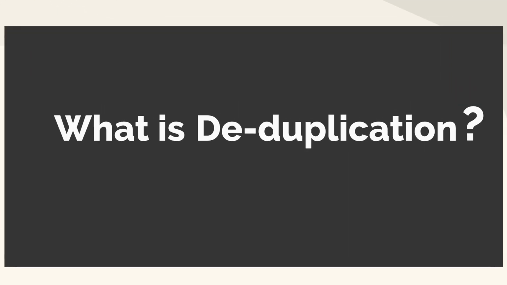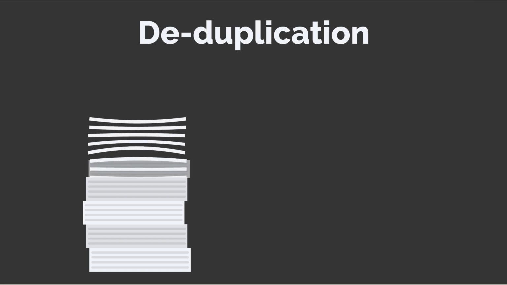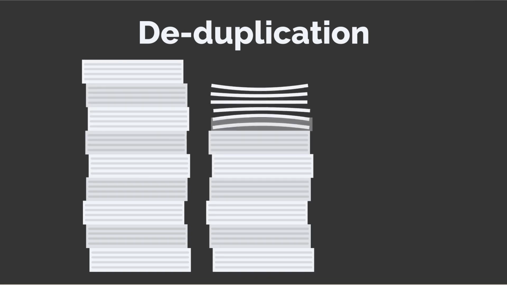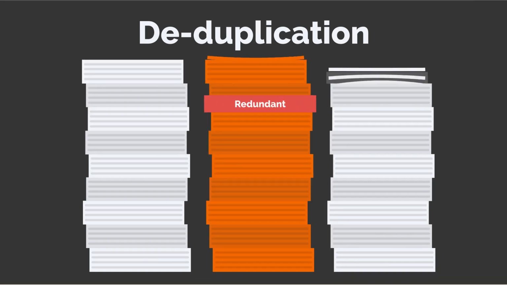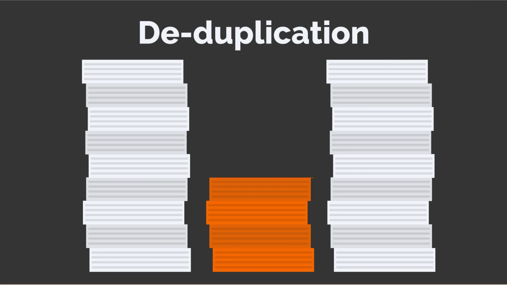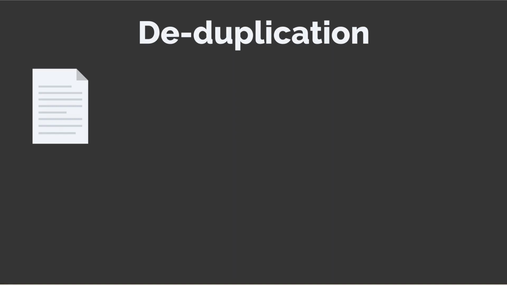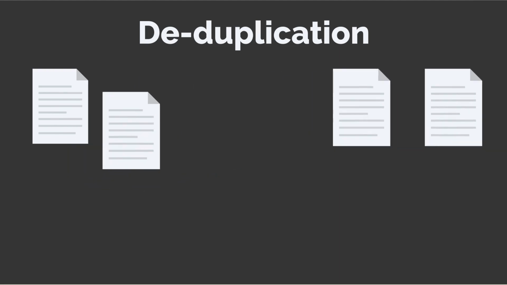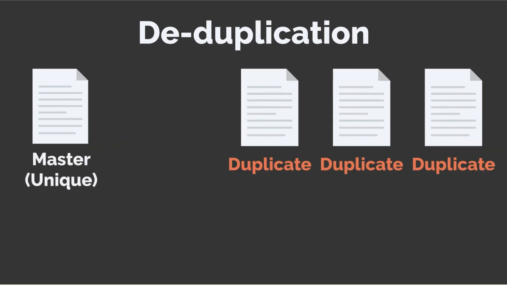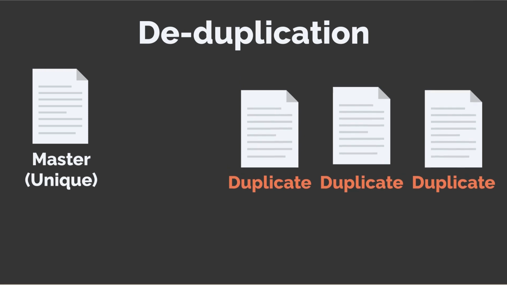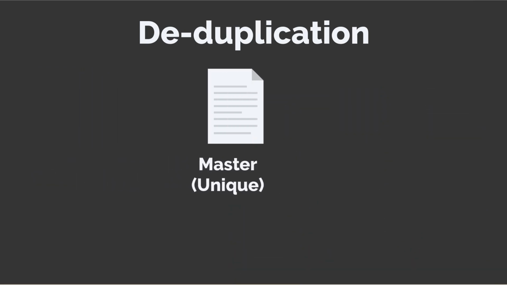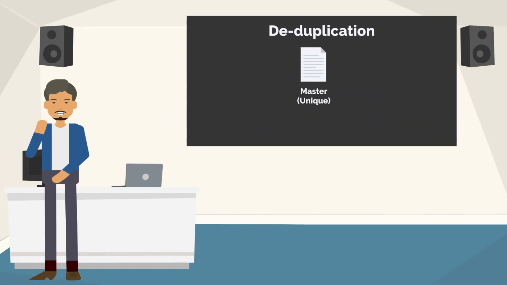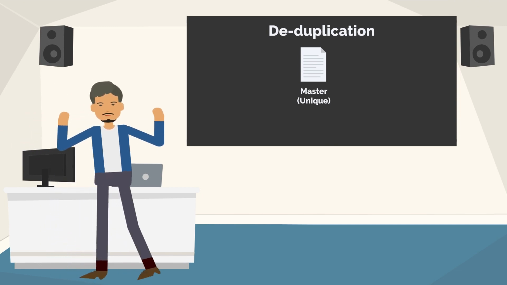What is deduplication? It is a culling technique to reduce data volumes by eliminating noise. And the noise here is redundant content. In other words, it is a process of identifying multiple copies of a given document, then suppressing all the duplicate copies and only retaining one copy. That is it. That is what deduplication is.